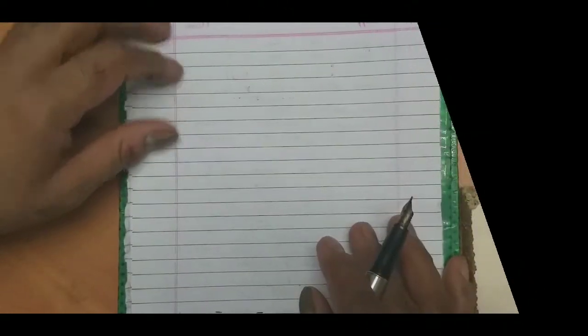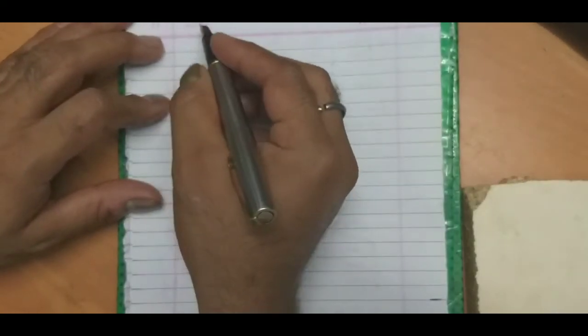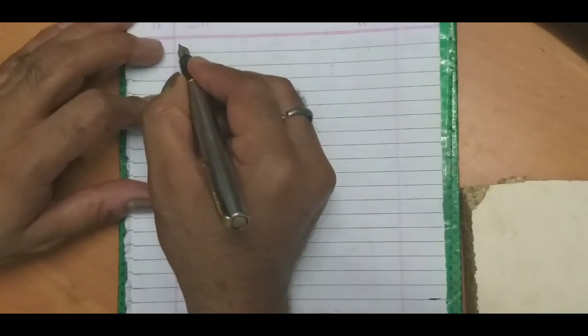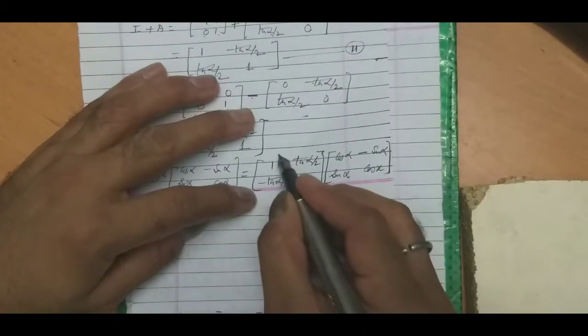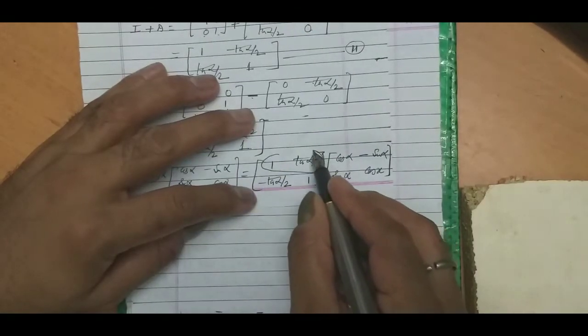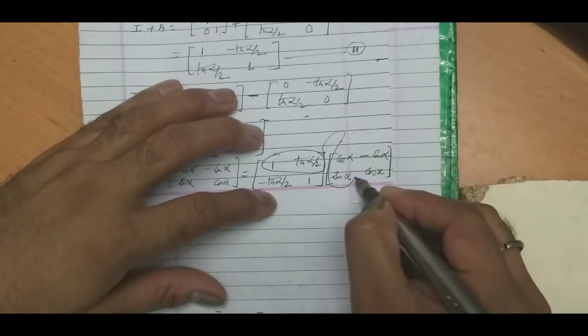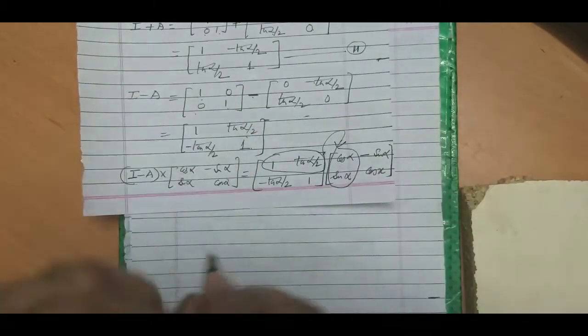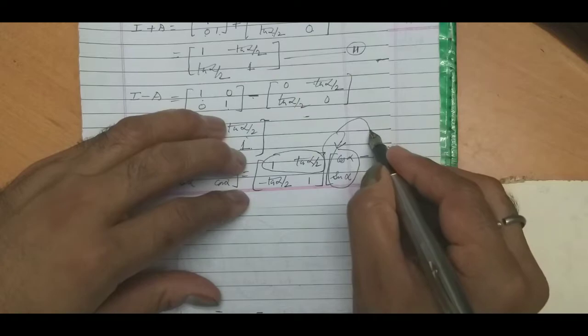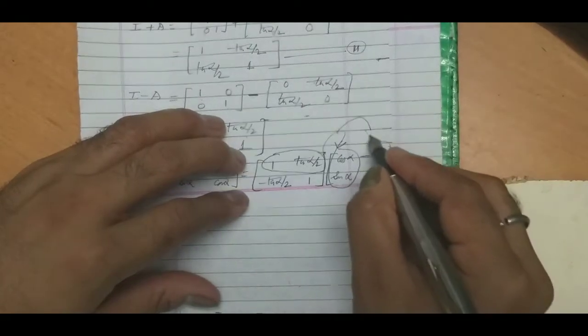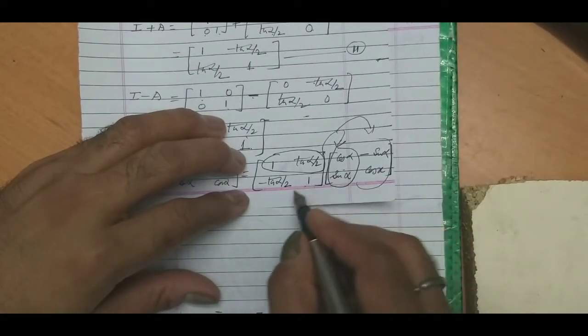This product we are going to multiply it, as we have this now. We are going to multiply this first row with first column, similarly first row with this column, and then second row with the first column, second row with this column.